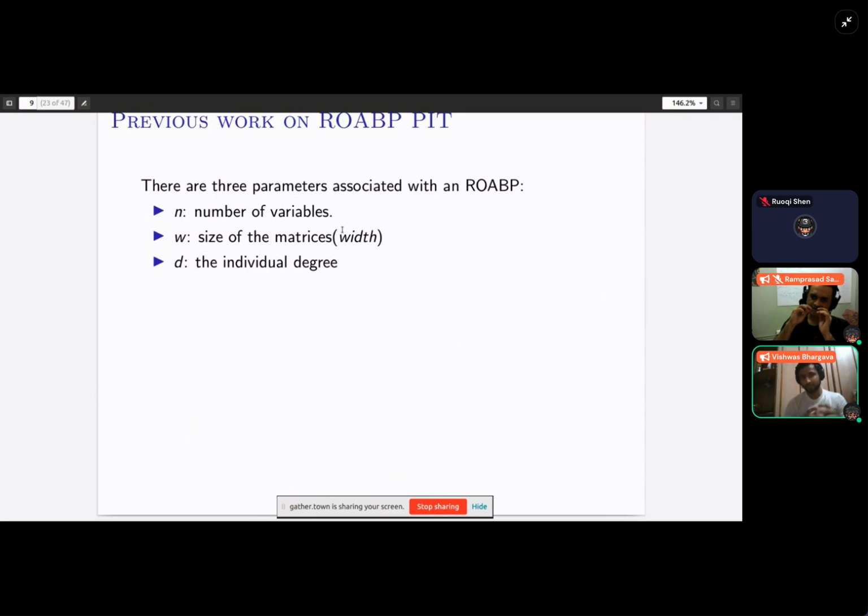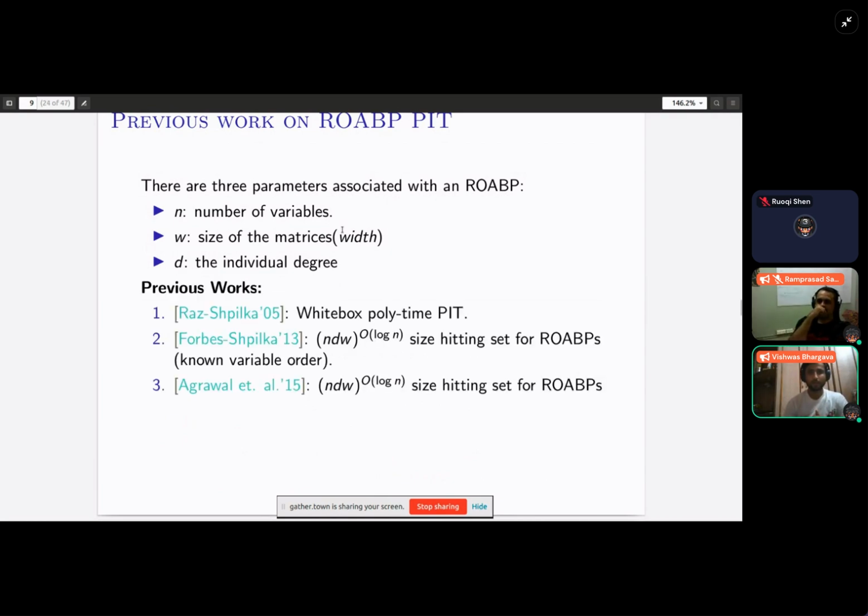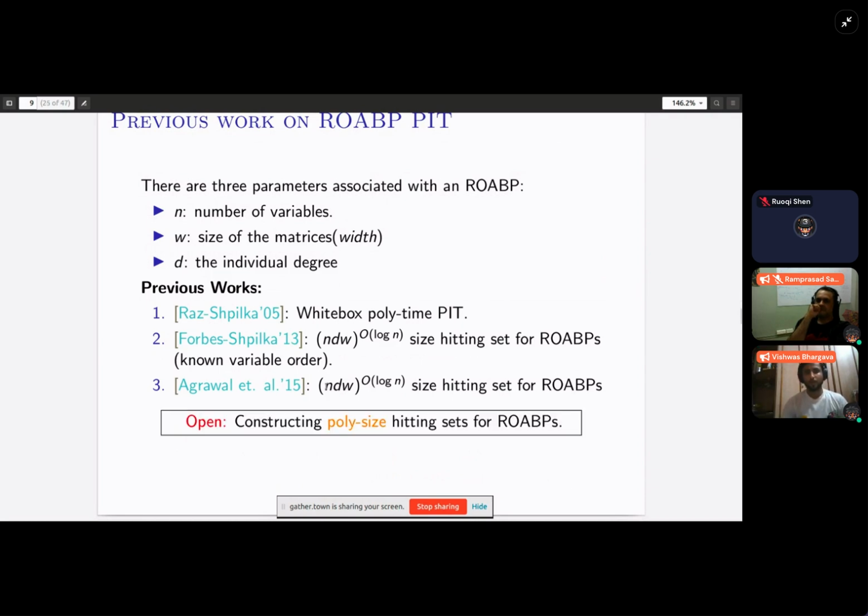To talk in detail about ROABP, three parameters to keep in mind are the number of variables N, the size of the matrices being multiplied, denoted by W, and the individual degree D of the polynomials which are entries in these matrices. There have been works on PIT for ROBP. Roughly, the size of the hitting set is (NDW) to the order log n, and it is still open to get a poly-size hitting set for this class.